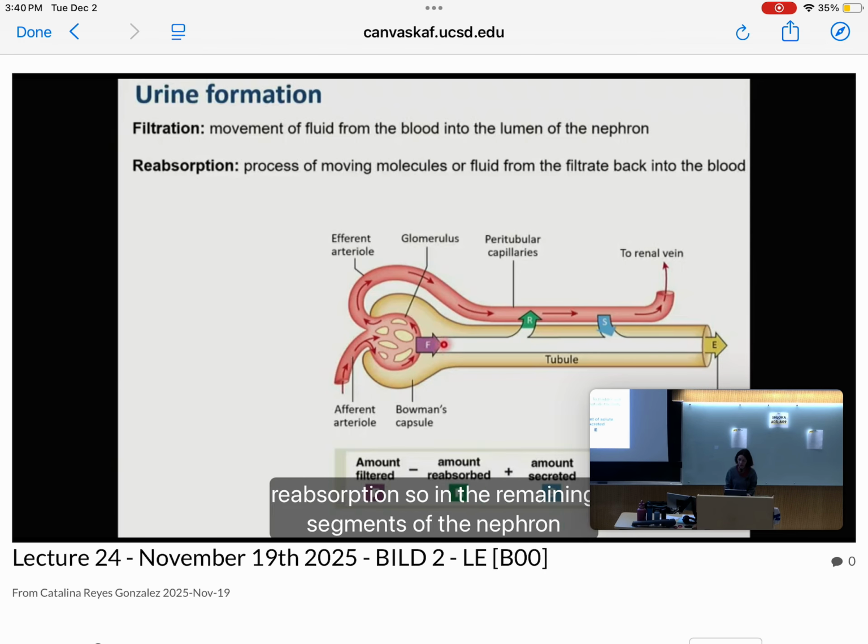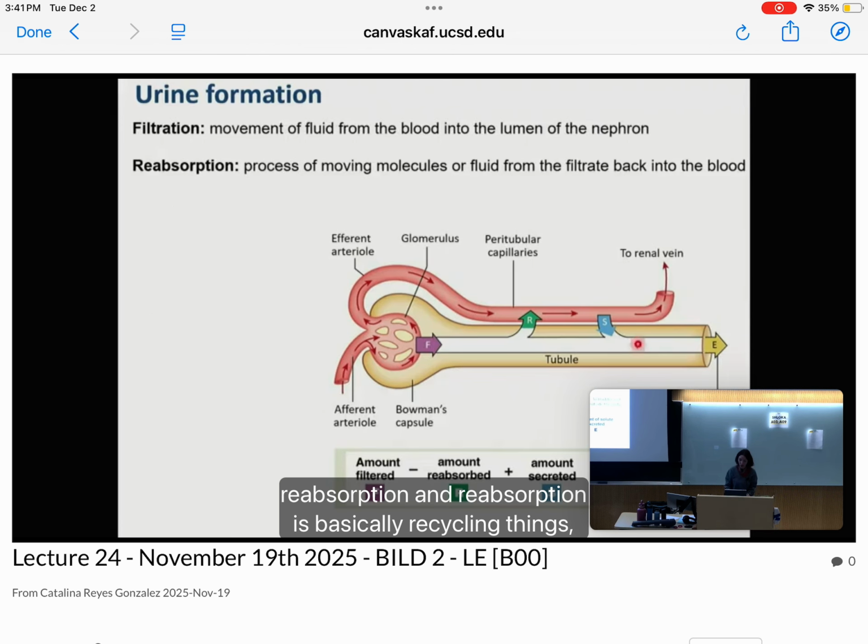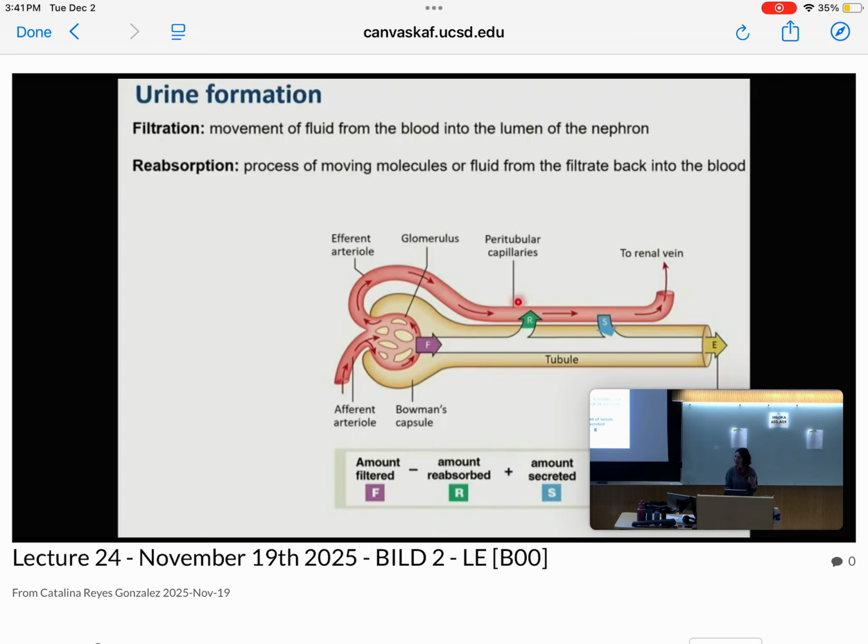Then we have reabsorption. So in the remaining segments of the nephron, so all of the renal tubule, we're going to have reabsorption. And reabsorption is basically recycling things that got filtered, but we don't want to excrete. Remember, now we're in the lumen of that nephron. This is considered the outside of the body, okay? So if we don't want to waste that and excrete it, we're going to recycle it. For example, glucose. Glucose gets filtered. We don't want to waste glucose. That's the golden fuel, right? So we recycle that, we reabsorb that glucose. Where do we move it to?